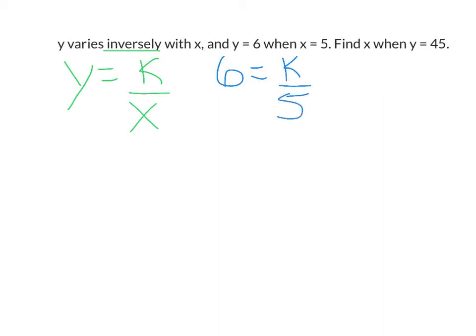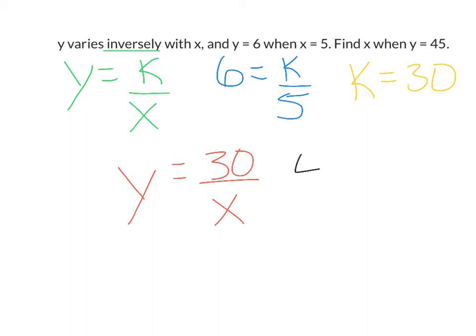over 5. I can take my equation and multiply both sides by 5 to get that k is equal to 30. So for this particular function, I can write it generally as y equals 30 over x. To answer the question of find x when y equals 45, I can now plug in 45 for y and solve for x. So I have 45 equals 30 over x.